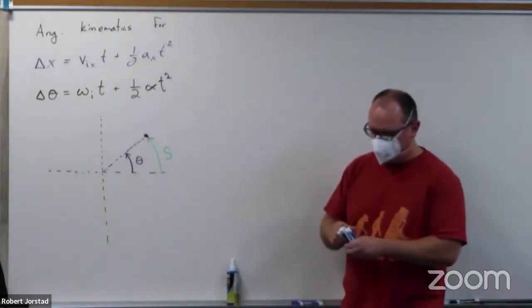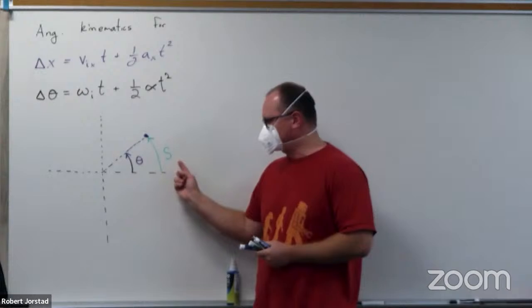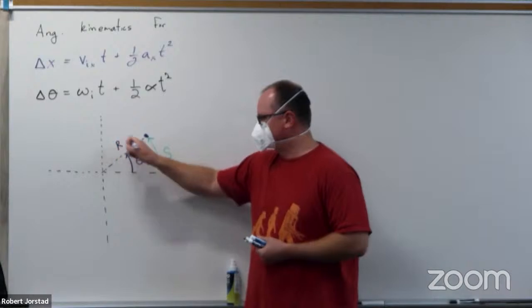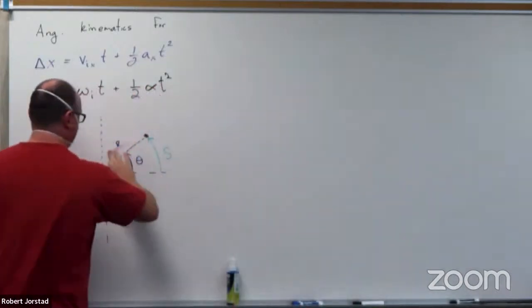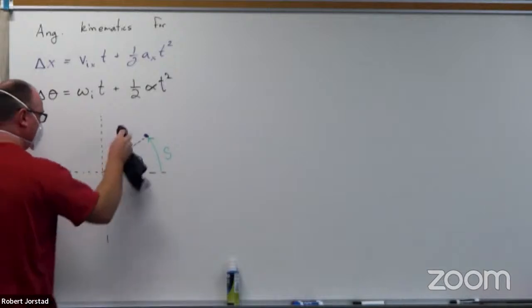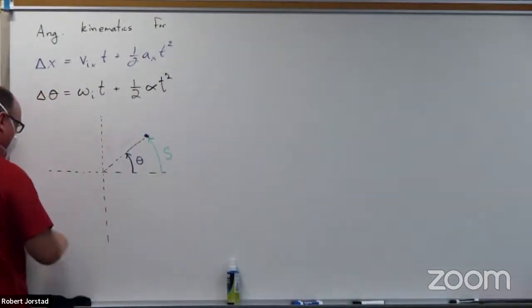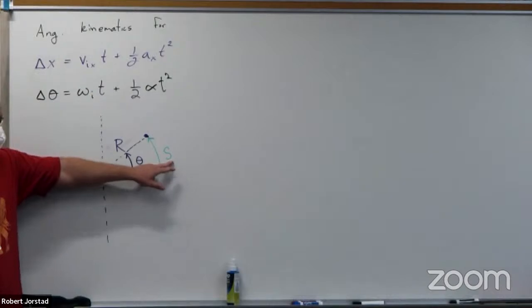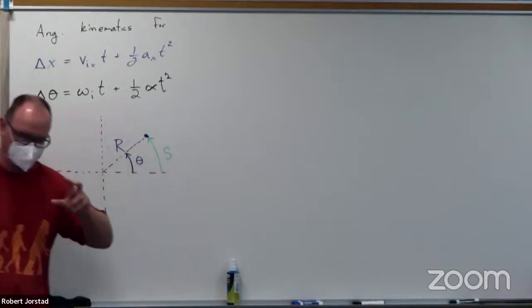Here's the deal. If I want to relate S to theta correctly, I can use the radius of the circle. Does anybody know the relationship between S, R, and theta? You can look at the units. S is an arc length. What are the units? Radians. No, meters. It's a distance traveled. It's an arc length.